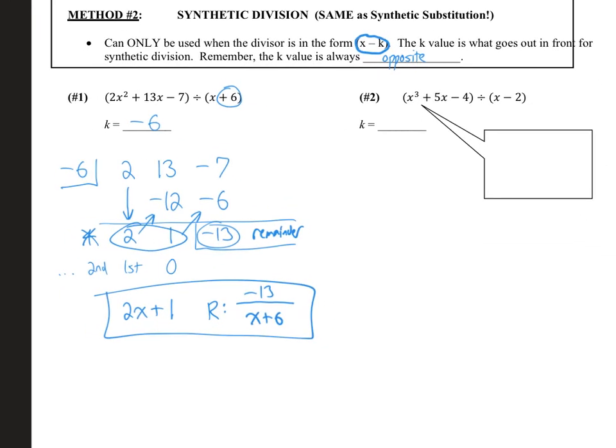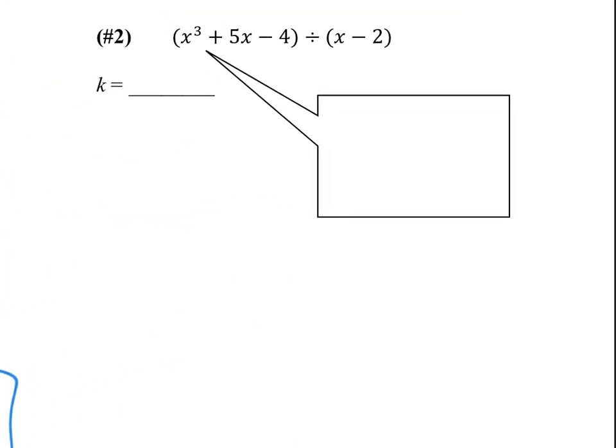One thing we need to be careful of for number 2 is we have x to the third plus 5x minus 4 divided by x minus 2. We're going to do the same thing, but we need to make sure we have a placeholder. So what we're going to write in here is a placeholder for what degree is missing there.